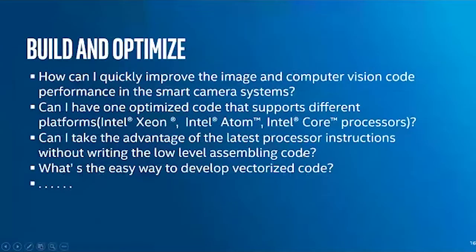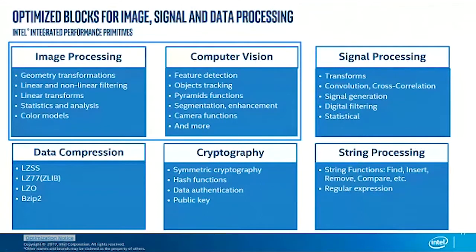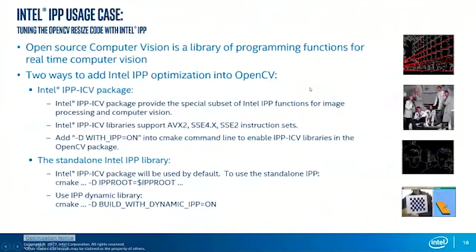Next, discuss how to do performance optimization with compilers and libraries. We do have a solution, Intel IPP, Integrated Performance Primitives. Here are 6 categories, but in general, image processing libraries and computer vision libraries are used by DSS development frequently. Here is the IPP use case.